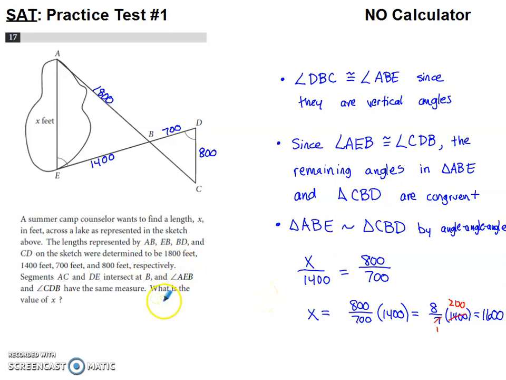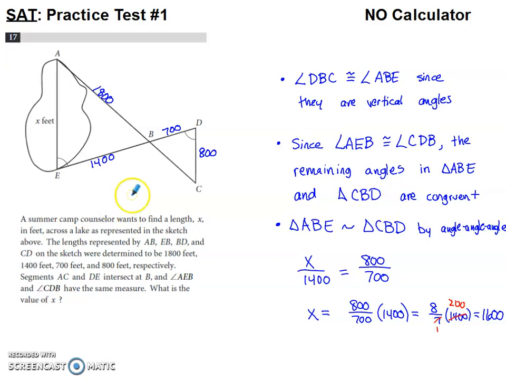So 1800, 400, 700, and 800, and they tell us all that in the middle part of the problem statement. They tell us that AC and DE intersect at point B, and that angle AEB and CDB have the same measure. And that's already kind of denoted, right? AEB and then CDB, that's already denoted with the little marking there. What is the value of x?